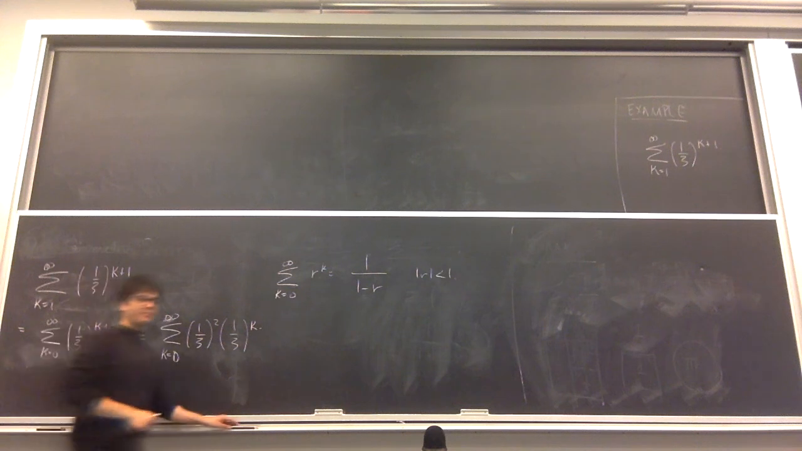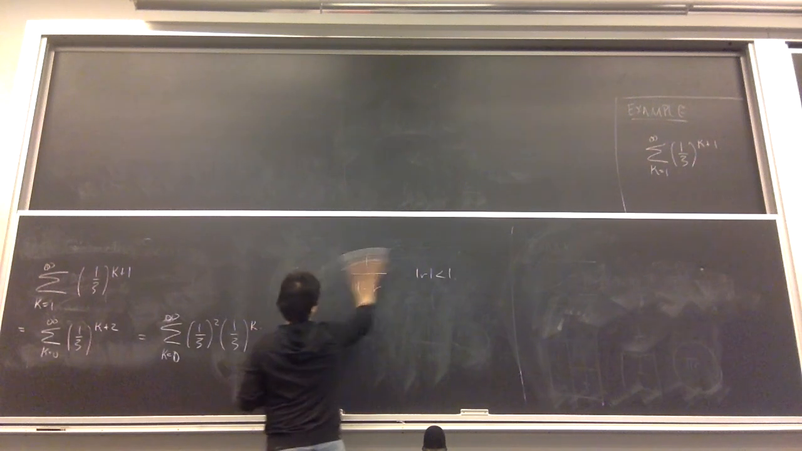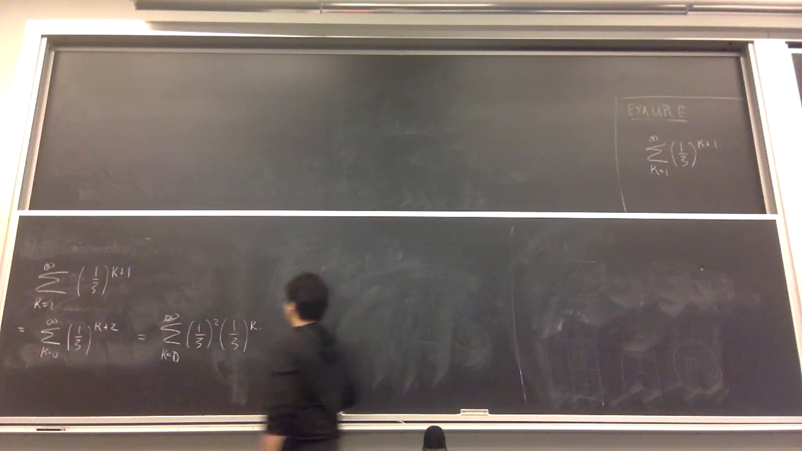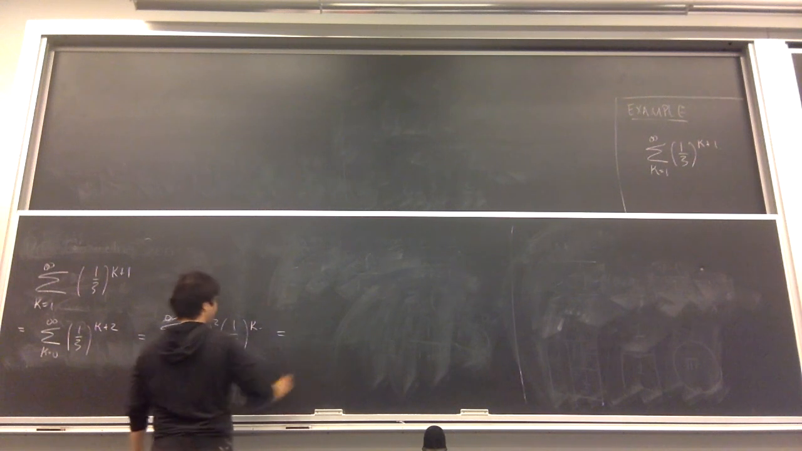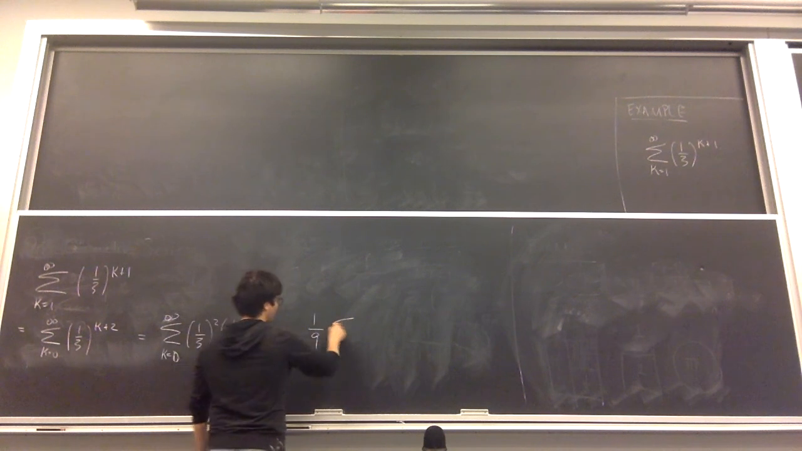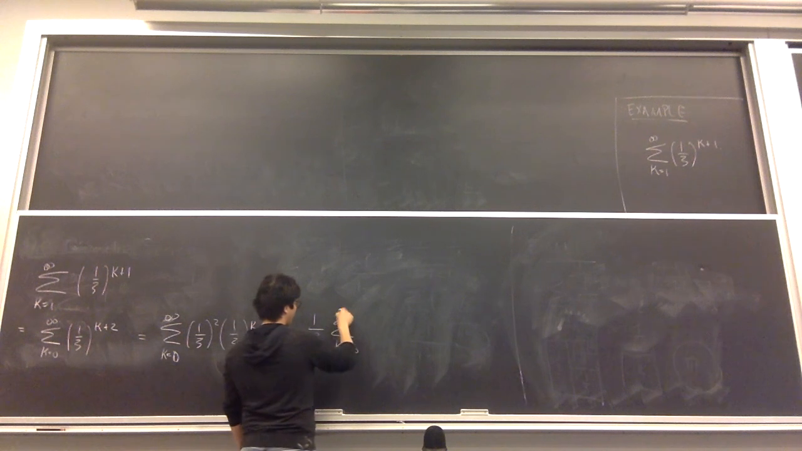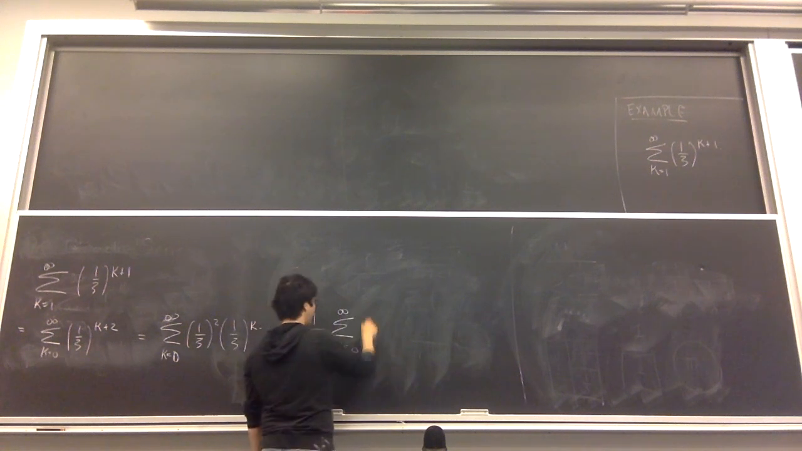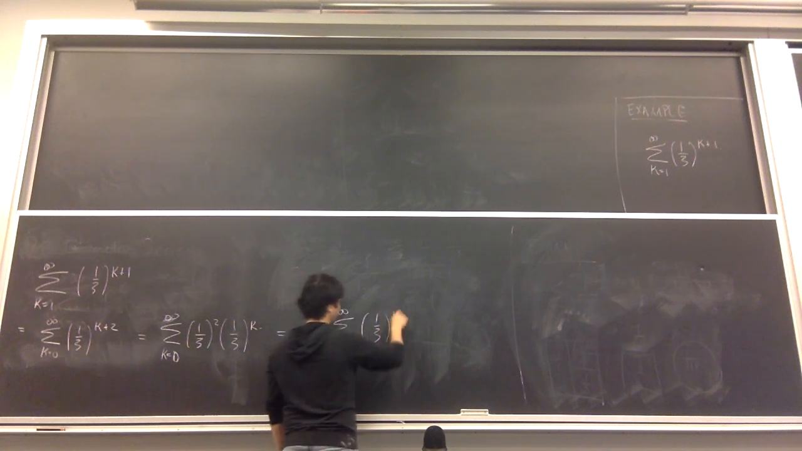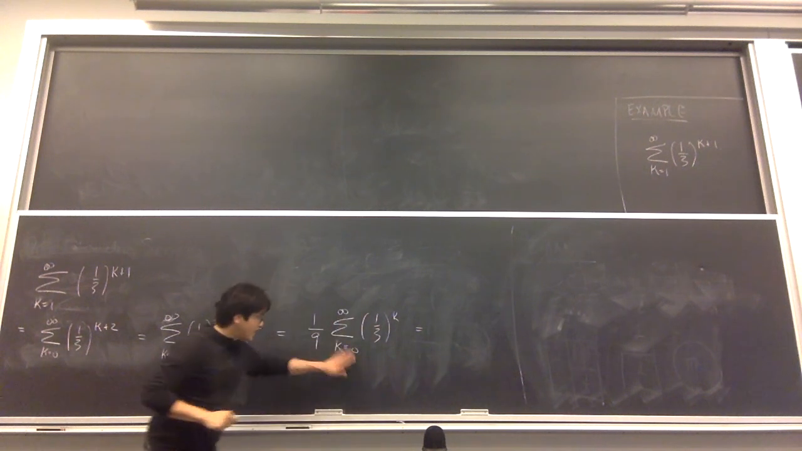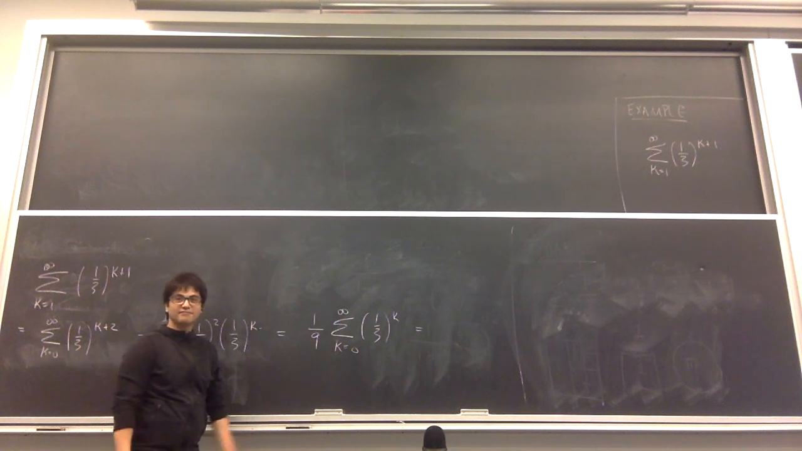Everyone believe that step? It's just high school arithmetic. All right, so what does this mean? This means that we have 1/9 sum k equals 0 to infinity of 1/3 to the k. This now is a form where we can attack it.